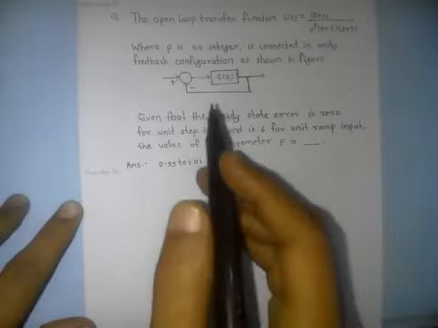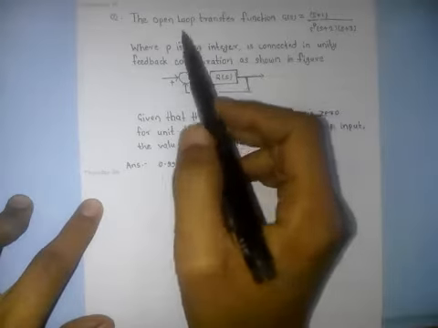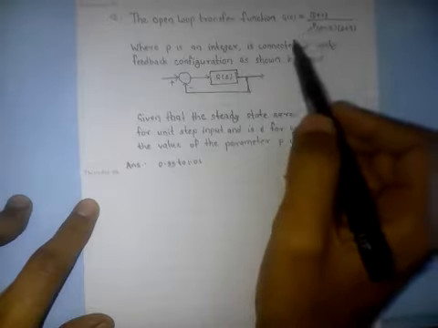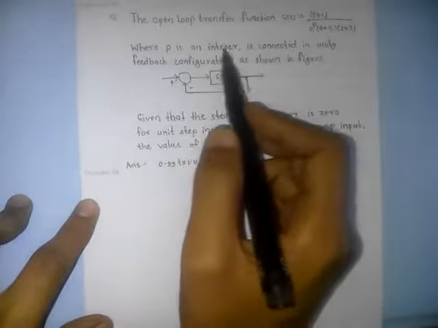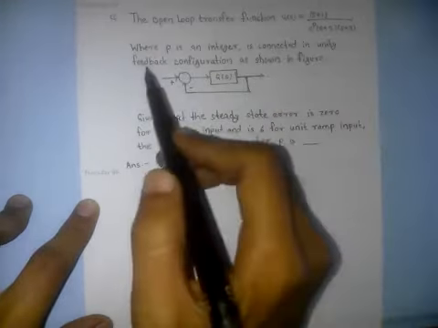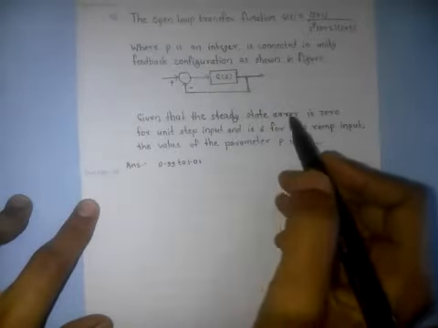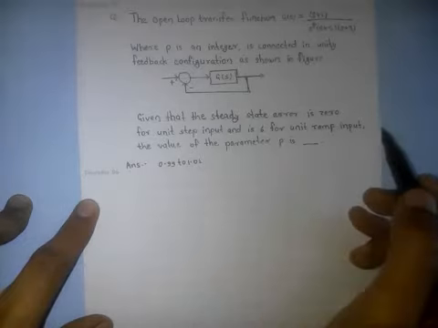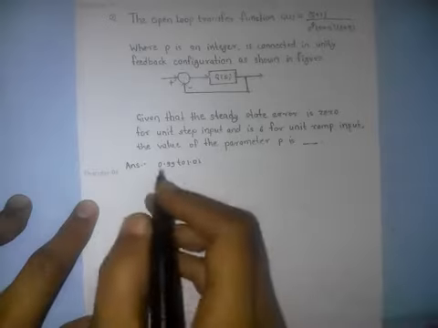Okay, so here in this question, this is from control system, and in this question the open loop transfer function is given, G(s) equals (s plus 1) upon s^p (s plus 2)(s plus 3), where p is an integer, and this G(s) is connected in unity feedback configuration as shown in the figure. Given that the steady state error is 0 for unit step input and is 6 for the unit ramp input, the value of the parameter p is, we have to find the value of p.